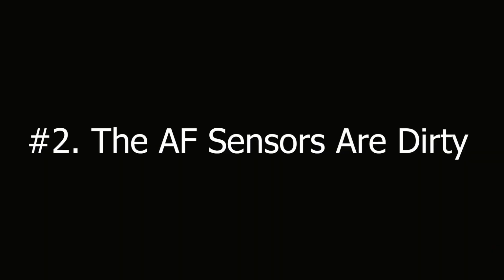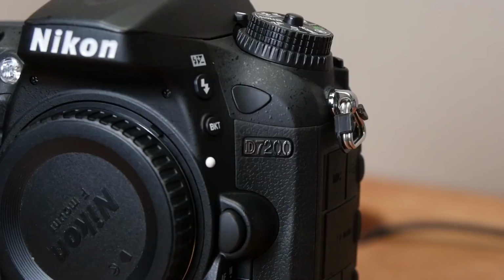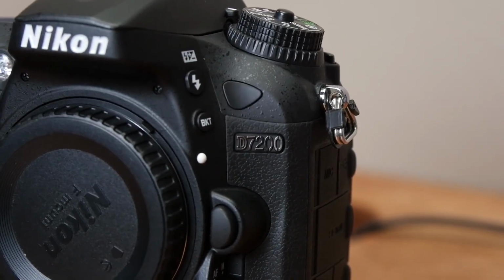Number 2, the AF sensors are dirty. If you find your camera seems to have become inconsistent or unreliable with its autofocus, it may be time to clean your AF sensors. I know, when it comes to cleaning your camera sensors, most people only think of the main imaging sensor, but you also have a group of AF sensors right under your mirror. If they get dusty or dirty, it can definitely cause problems with autofocus consistency, especially in low light or with lower contrast subjects. I actually had this problem recently on my D7200, and I was able to quickly clear it up using the simple method I'm about to show you.